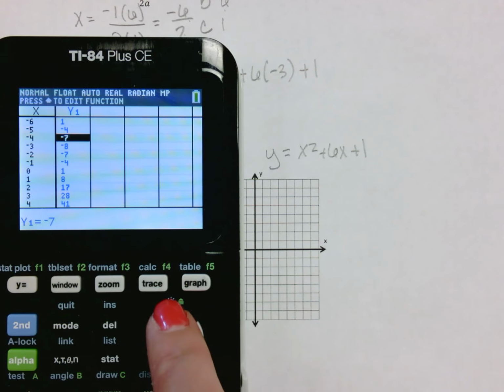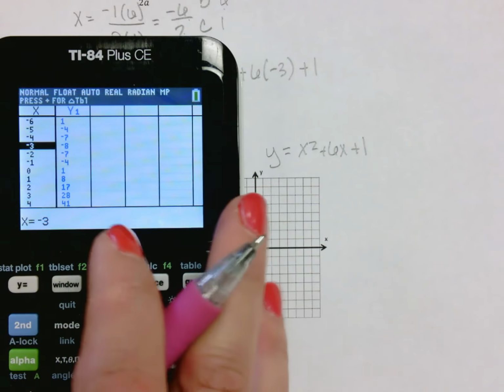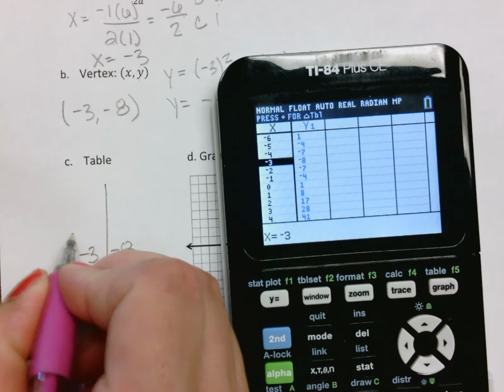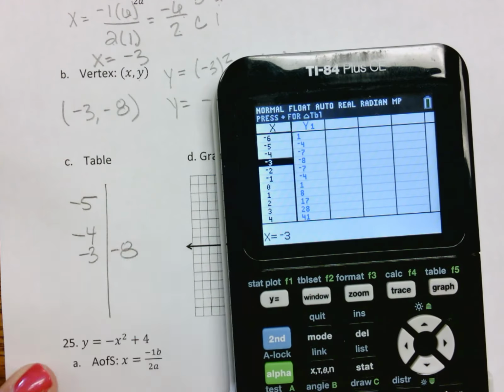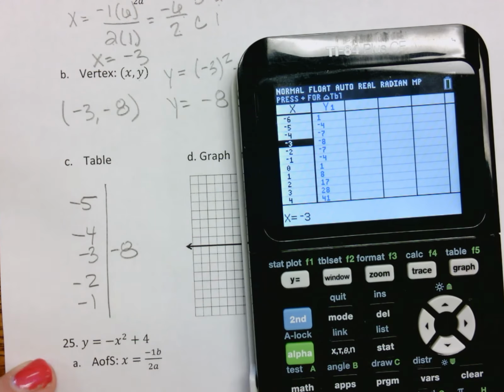And if you look in the y column, you can see the numbers start to repeat, and they have the same pattern on the top side of the vertex as they do on the bottom side of the vertex. So we're going to do two numbers smaller than negative 3. So we're going to do negative 4 and negative 5. And we're going to do two numbers bigger, so we're going to do negative 2 and negative 1.